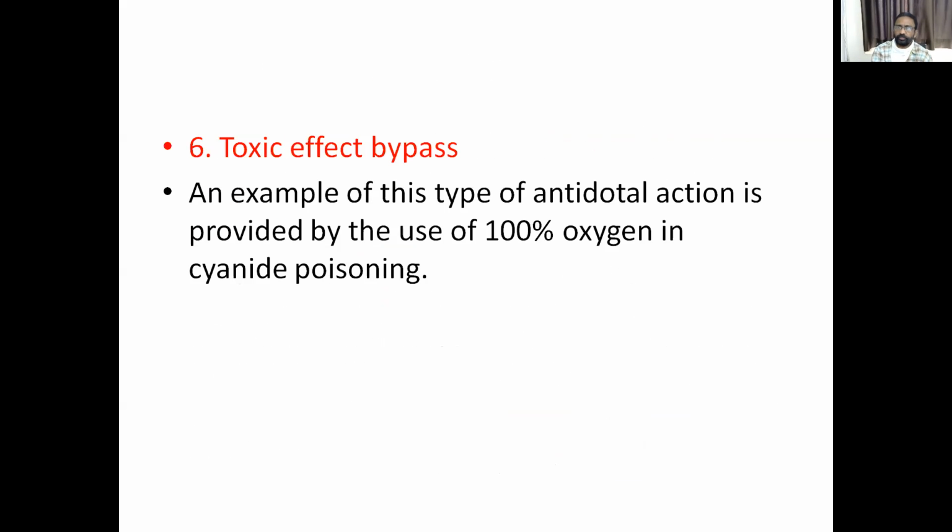Classification of antidotes. Number 1 is mechanical antidotes. Number 2 is chemical antidotes. Number 3 is physiological or physical, pharmacological antidotes. These antidotes, I will tell you after completion of the treatment part.